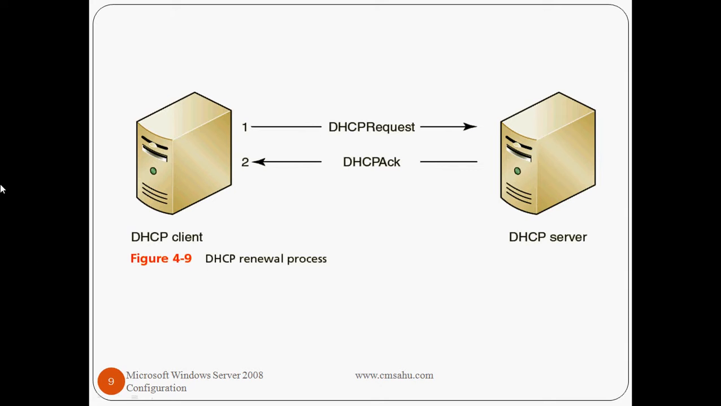When the client first requests the DHCP server, then the DHCP server sends a message. It may be positive or negative. Positive means ACK, negative means NAK, right? The acknowledgement message we also call ACK. In between the request and the acknowledgement there is a process that is called DORA. We will discuss that later. This is called the renewal process.